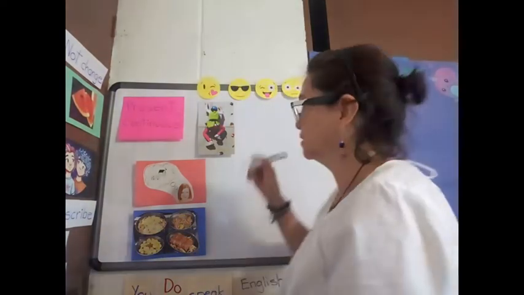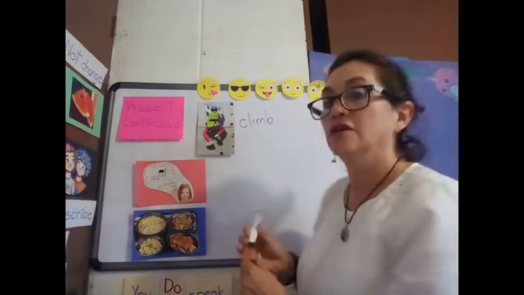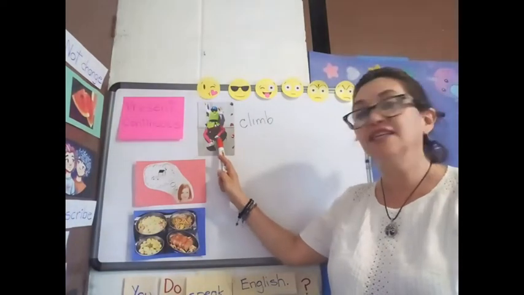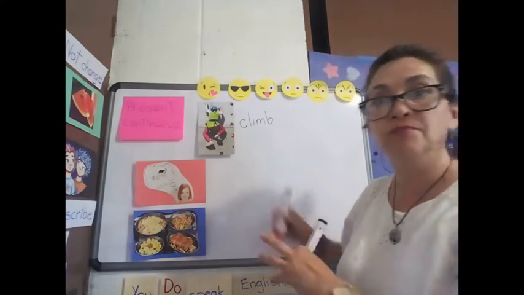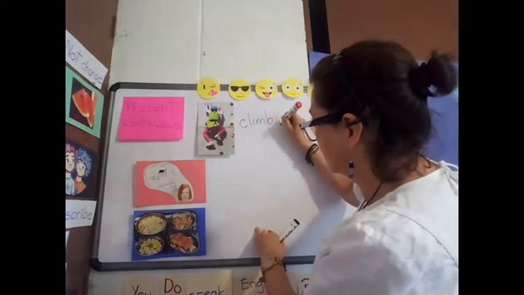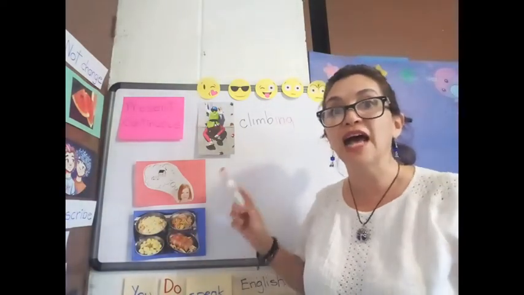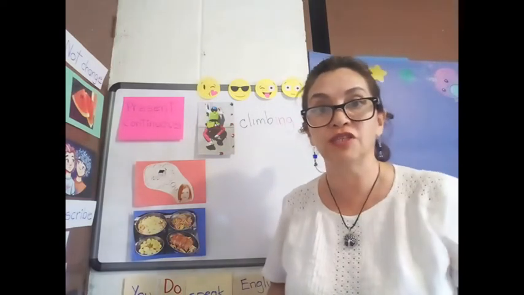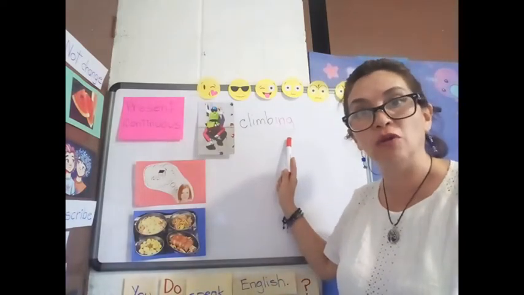For example, for the verb climb. With the verb climb, we can say that this girl is climbing the wall. Climb. Climbing. We add the letters ing to the verb in base form to form the present continuous tense. She is climbing a wall.